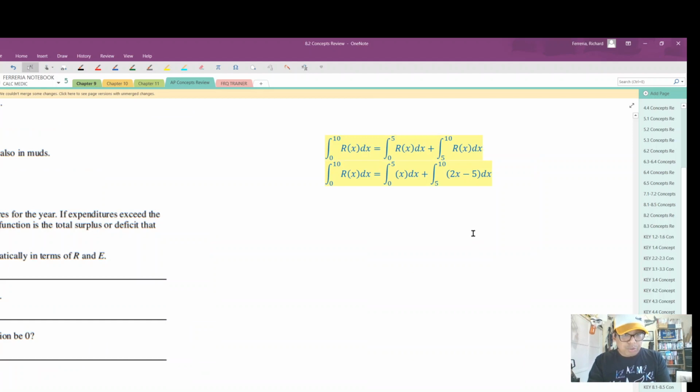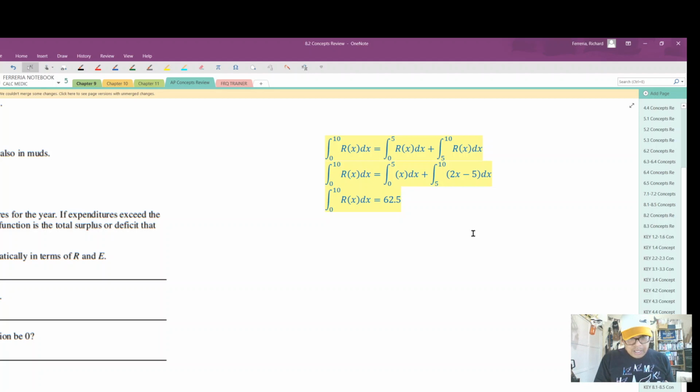Substitute those two functions as seen in that table which we just showed you. Neither of those integrals are particularly difficult, and you do get 62.5. I'm not going to show you all the integration here. You should be pretty familiar with that as well. So that takes care of it. The integral from 0 to 10 of R is 62.5.